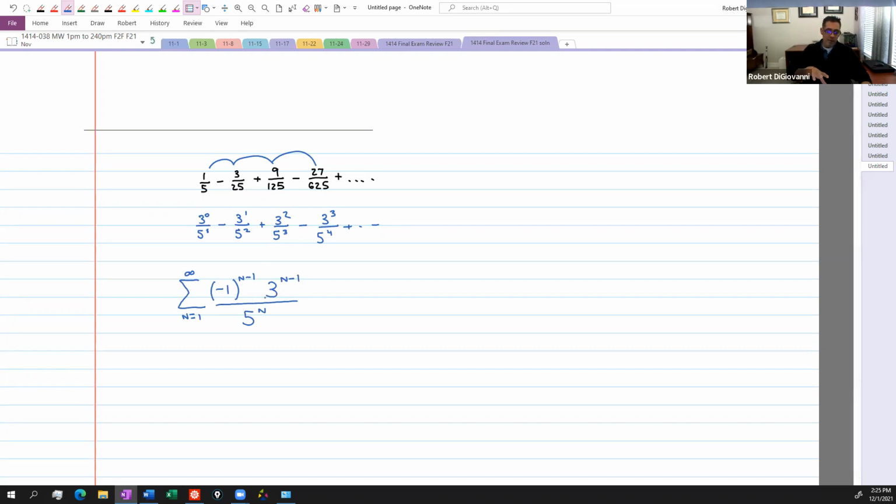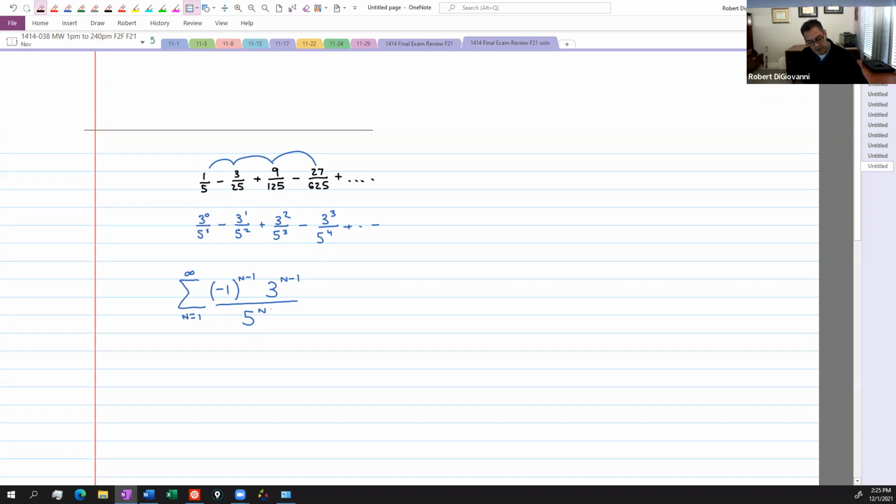Questions on how I got that formula? This makes it alternate starting positive. This gives you 3 raised to the 0, then 3 to the first, then 3 to the second. This gives you 5 raised to the first, then second, then third. So any questions there? Okay, good. One more thing, and I can use the formula.